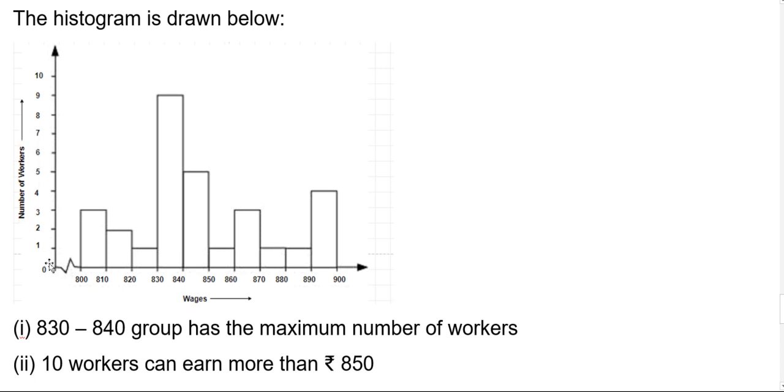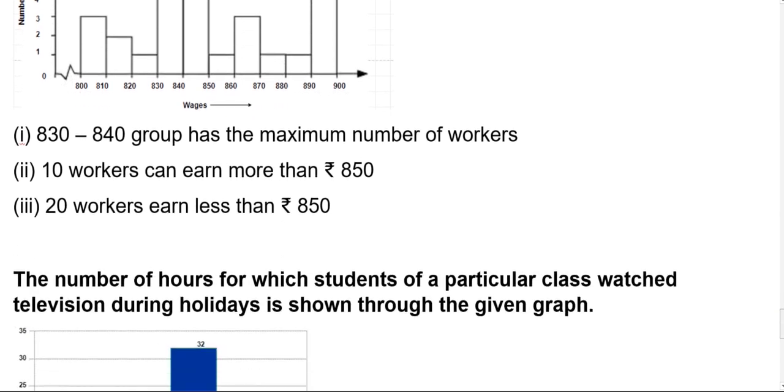Unit is number of workers like this, 0 to 10, each has one interval, and 800, 810, 820, 830, 840, 850, 860, 870, 880, 890, 900. 3 members for 800 to 810, and 2 members like this one. First one, we can draw the histogram like this, a bar graph. Histogram is nothing but a bar graph.